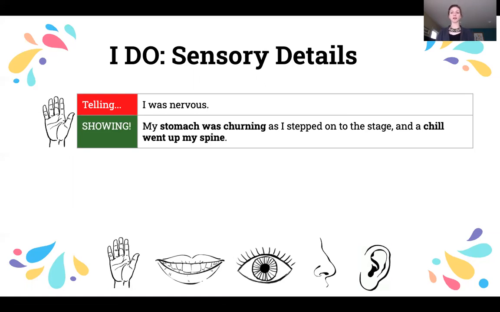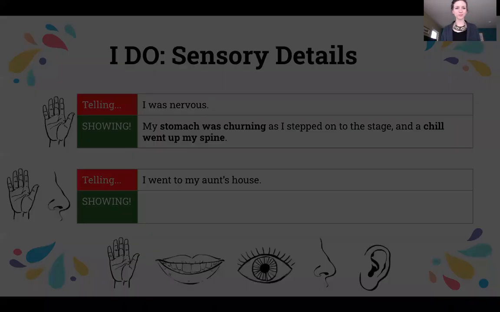So you might say, I was nervous, and that would just be telling, or you might show by saying, my stomach was churning as I stepped onto the stage, and a chill went up my spine. So those have a hand because those are more like a touch or feel. Again, those aren't just on your hand, like you feel it on your spine or on your stomach. All right, let's try another.